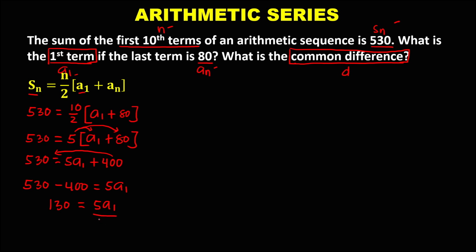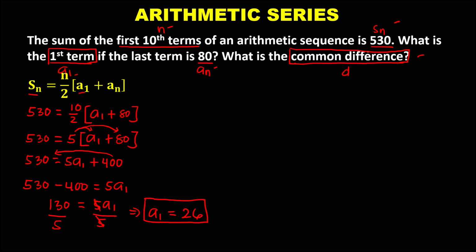Then to solve for the first term, divide both sides by 5. So therefore, the first term equals 130 divided by 5, so this is equal to 26. So therefore, the first term is equal to positive 26.